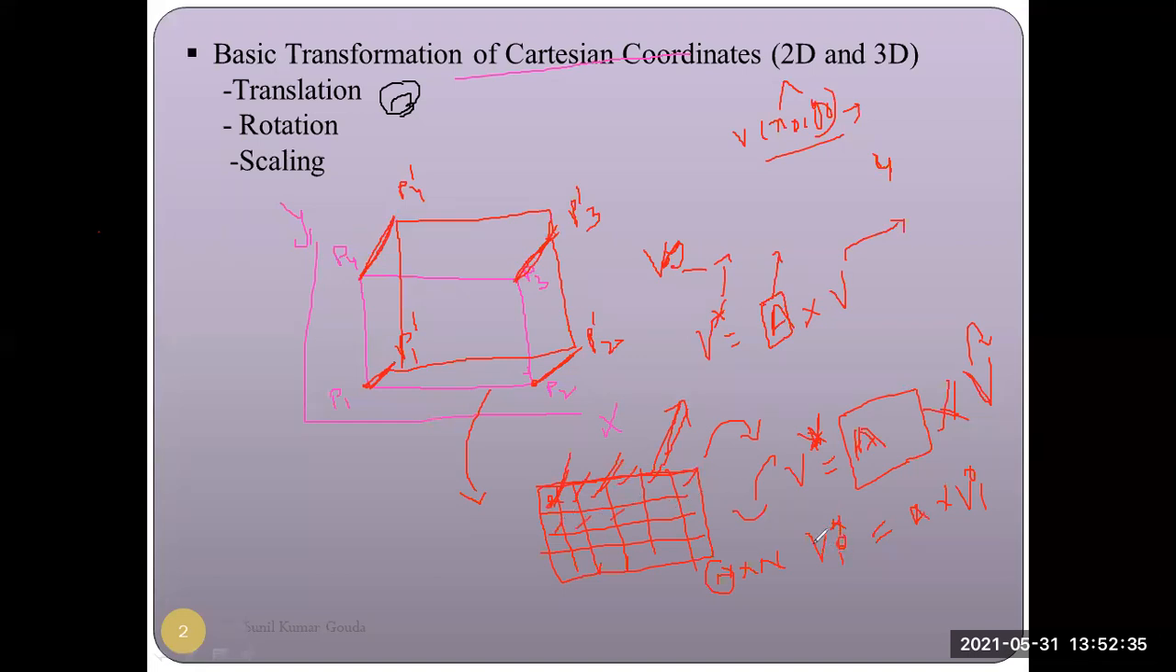So V star will be a two-dimensional matrix, which consists of n cross n. A is also an n cross n matrix, which is the translation matrix. V is also your original matrix. So how to find each element? Each element of this is nothing but the corresponding element of this into this element. Is it clear what I am trying to explain?